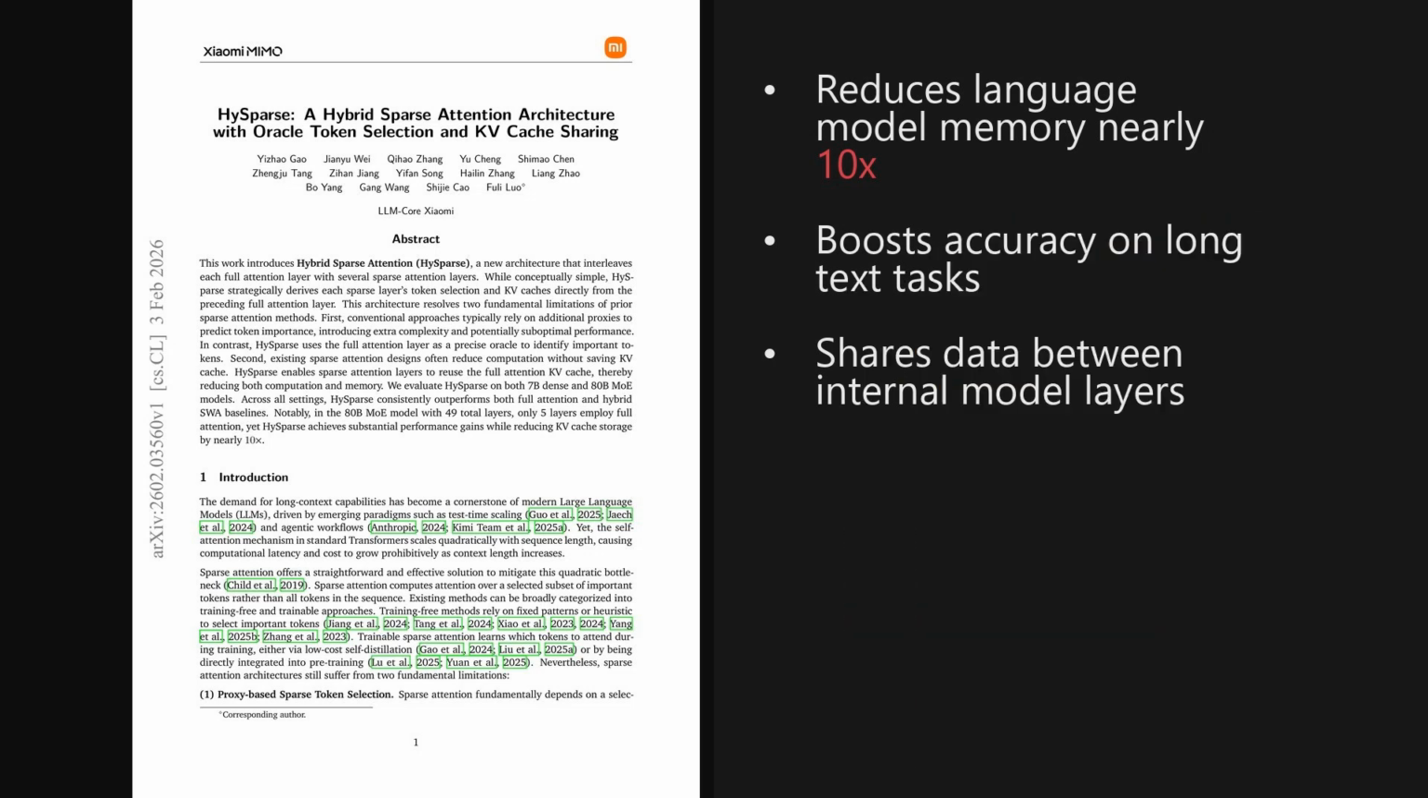I'm Alex. Today, we're looking at a paper trending on X, published on February 3rd, 2026, about 6 days ago. It introduces a novel architecture that achieves a nearly 10 times reduction in key-value cache storage for large models, such as 80 billion parameter mixture of experts, while consistently outperforming standard attention methods. The paper is titled HySparse, a hybrid sparse attention architecture with Oracle token selection and key-value cache sharing. And as we'll see later, the results for long context modeling are really impressive.